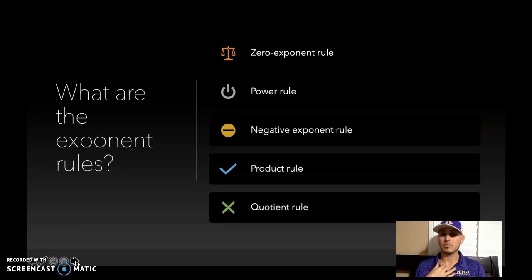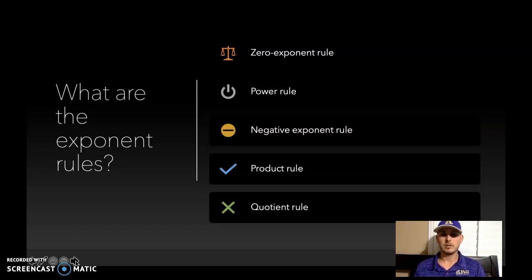Then there is the power rule, which is an exponent to a power, in parentheses, and then outside the parentheses it is raised to another power. So you would multiply the 2 exponents there to simplify that. You have the negative exponent rule. If you have a number to a negative exponent, you have to flip the fraction to make that exponent positive.